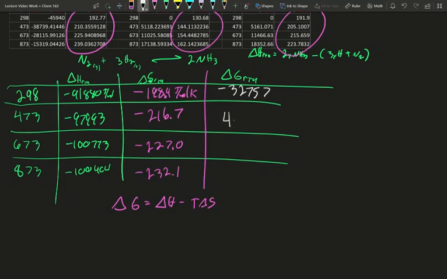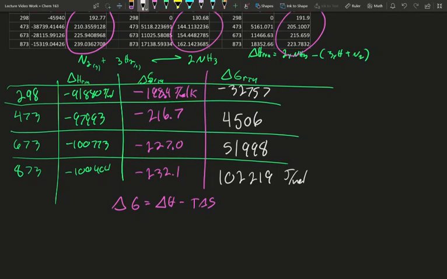In fact, this comes out at 4,506. At 673, the delta G comes out at positive 51,998. And at 873 Kelvin, it comes out at 102,219. These would be in joules per mole. We see that as the temperature went up, the free energy got more and more positive. The reaction becomes less and less favorable.